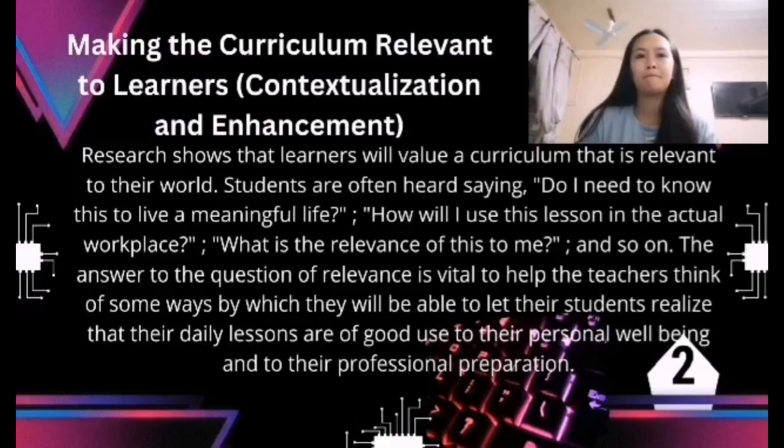Like for example, in a social studies class, the curriculum can be enhanced by incorporating diverse perspectives and experiences. So this includes studying different cultures, exploring historical events from multiple viewpoints, and discussing current social issues that are relevant to the students' lives. That is the purpose, so that we get to know the different cultures and experience them at the same time.